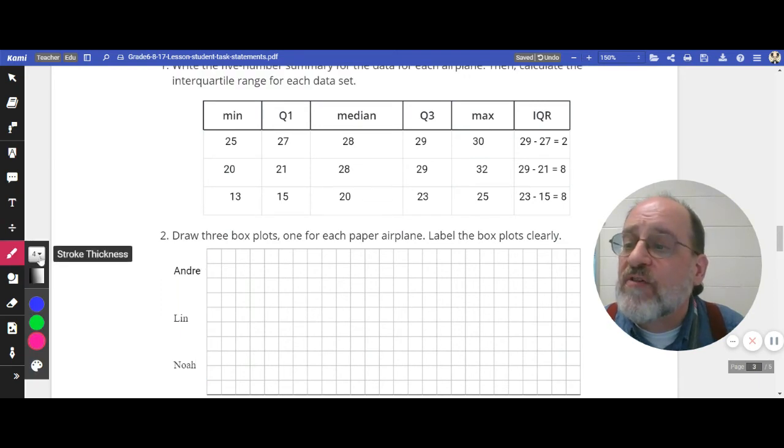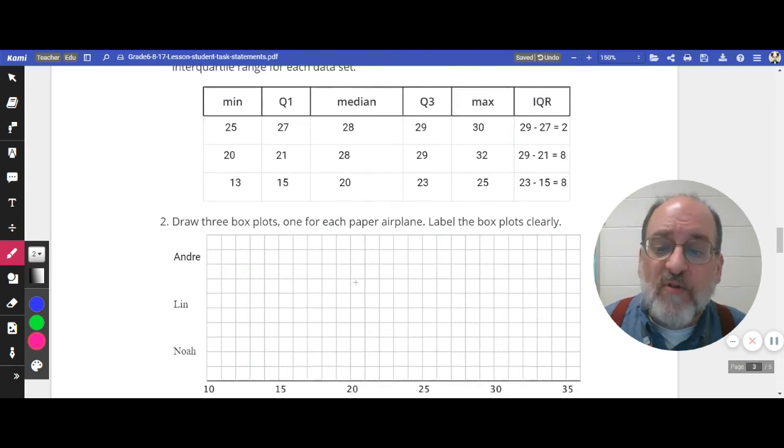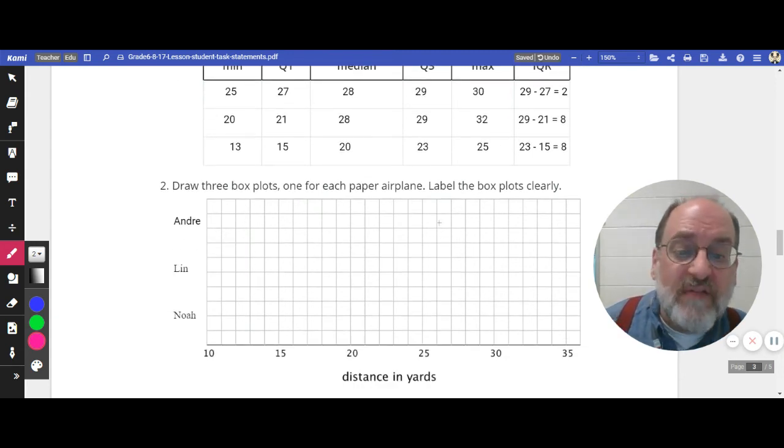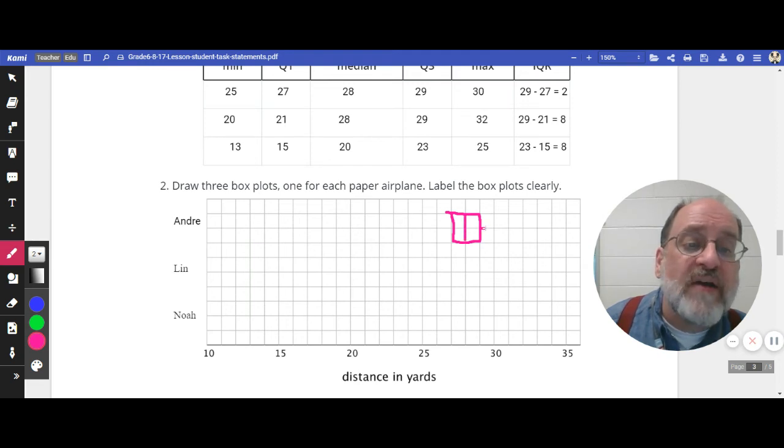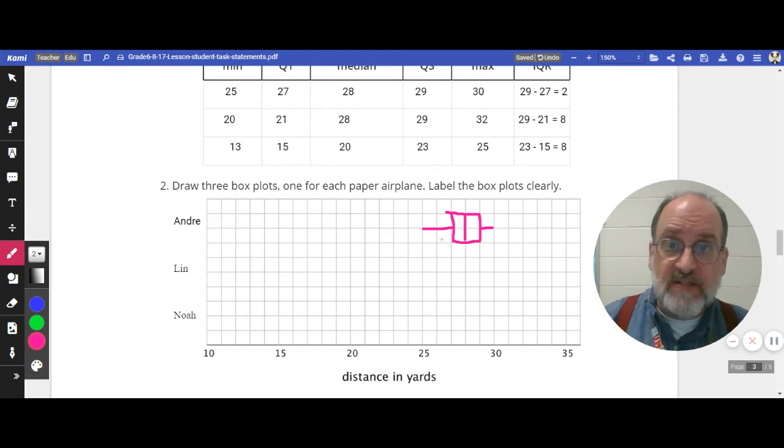I'm going to use my drawing just a little bit less thin here. So for Andre, my box goes from 27, which is here, to 29, which is here. The median is in the middle at 28. The max goes to 30, and the min goes to 25. So you might notice that Andre's paper airplane was very consistent. There's very little spread here. There's very little variability. Everything's in a very compact space.